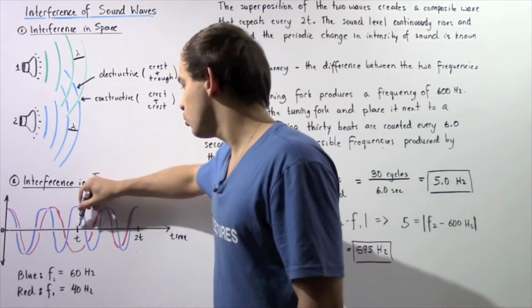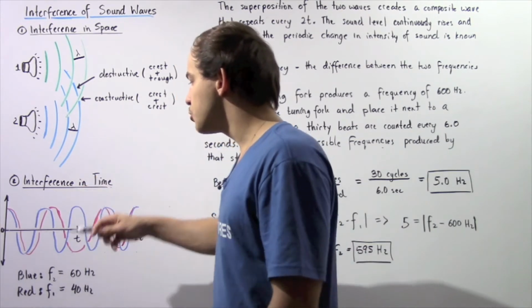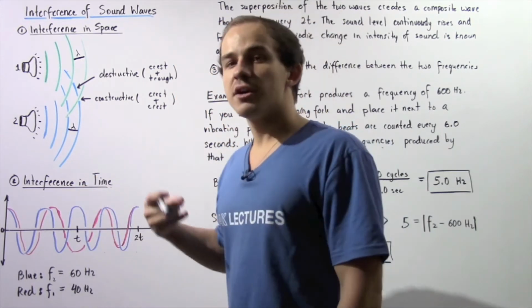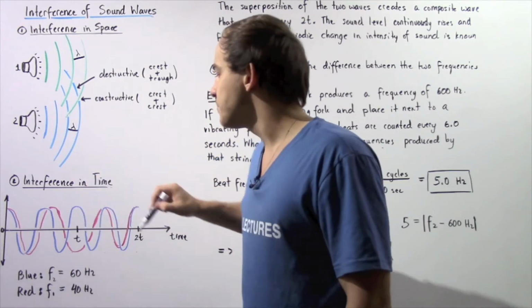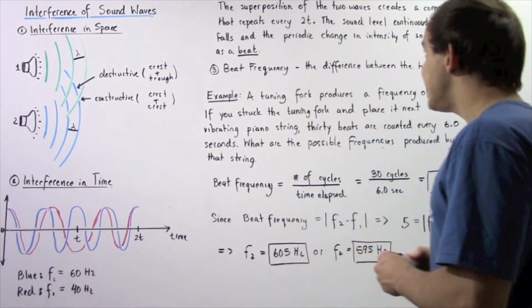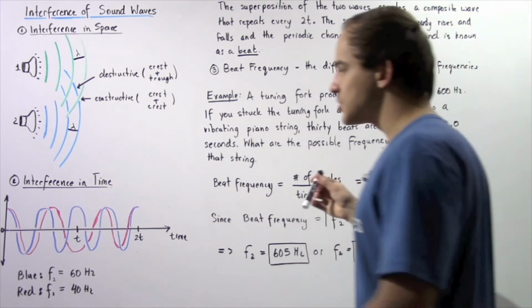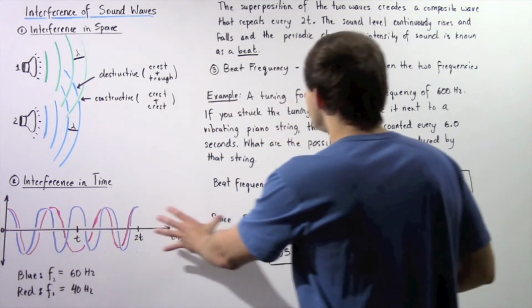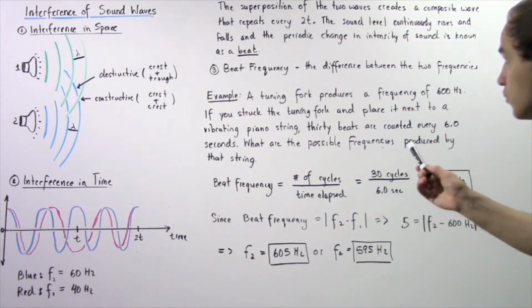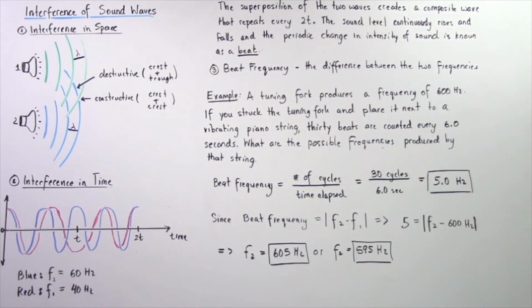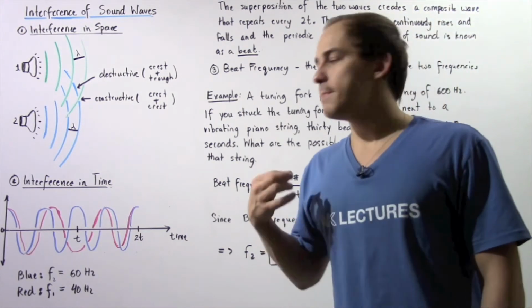Notice at time equal to t, the two amplitudes cancel each other, and the composite wave at this time has an amplitude of 0. Now, the sound level continuously rises and falls as our composite wave travels this way. And the periodic change in intensity of the sound is known as beat.